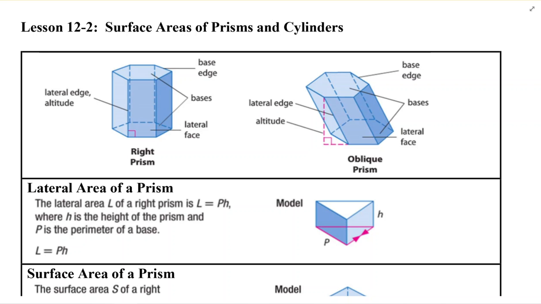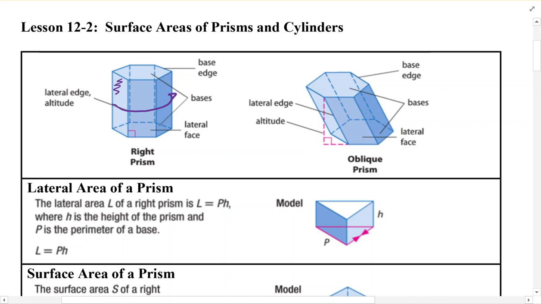Surface areas of prisms and cylinders, Lesson 12-2. We are going to first learn how to find the lateral area of the prism, and the lateral area would be the area of the sides as it goes around the prism here.